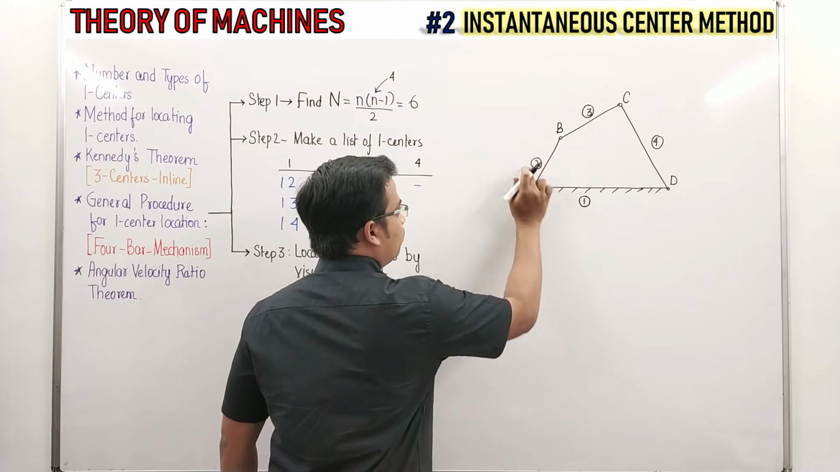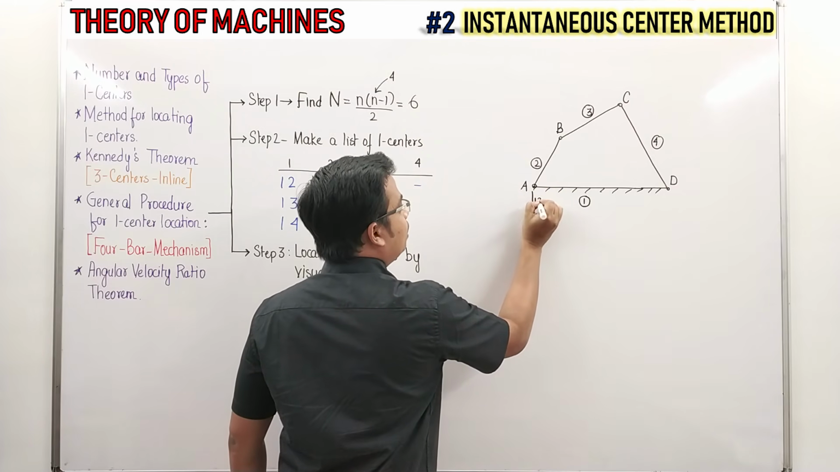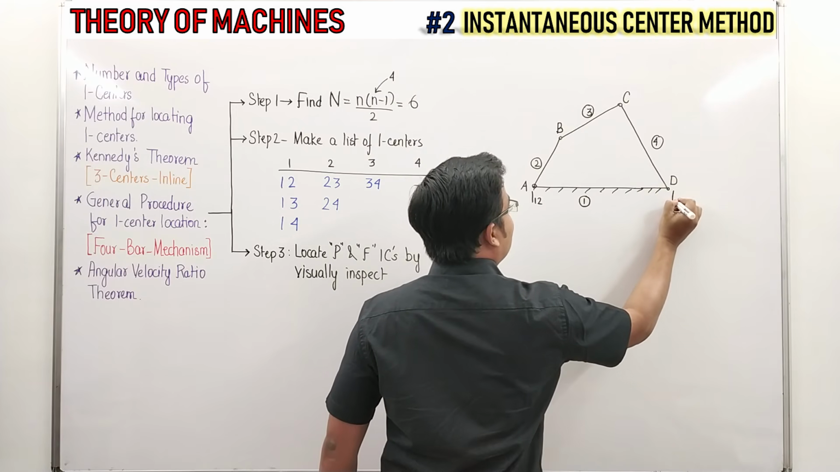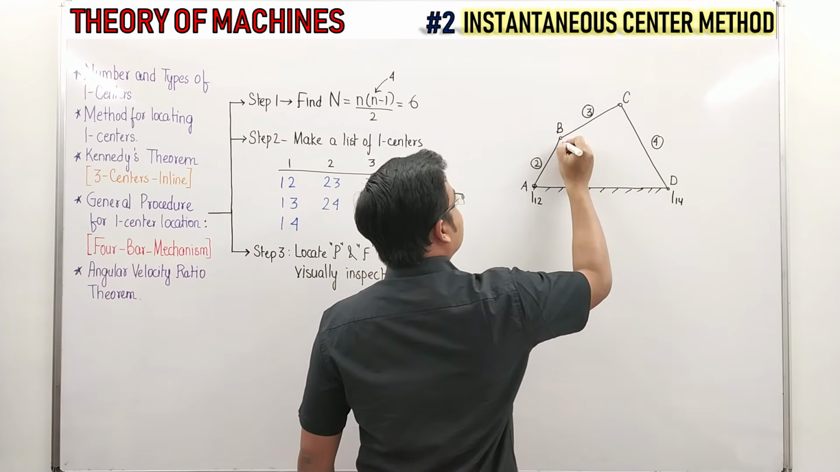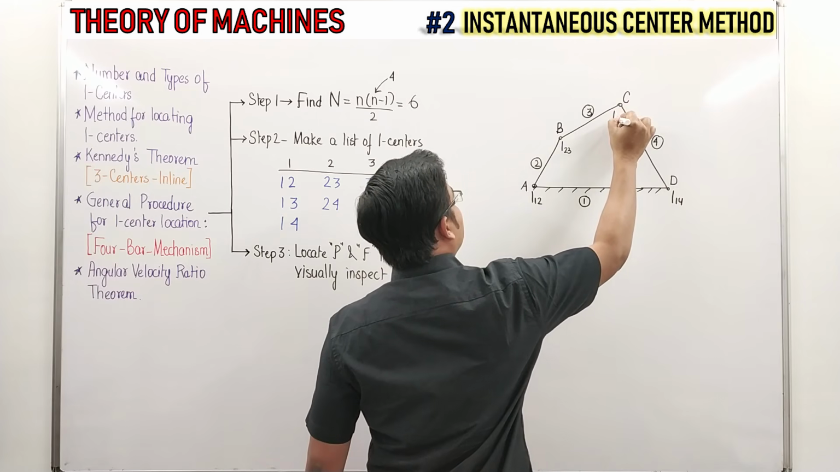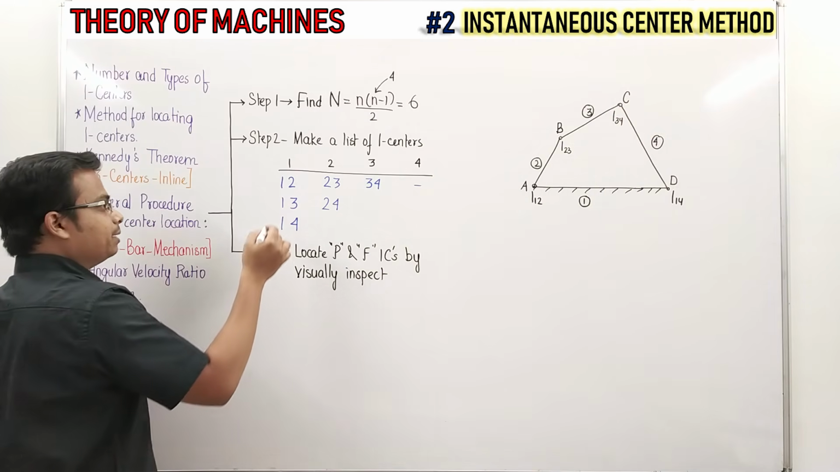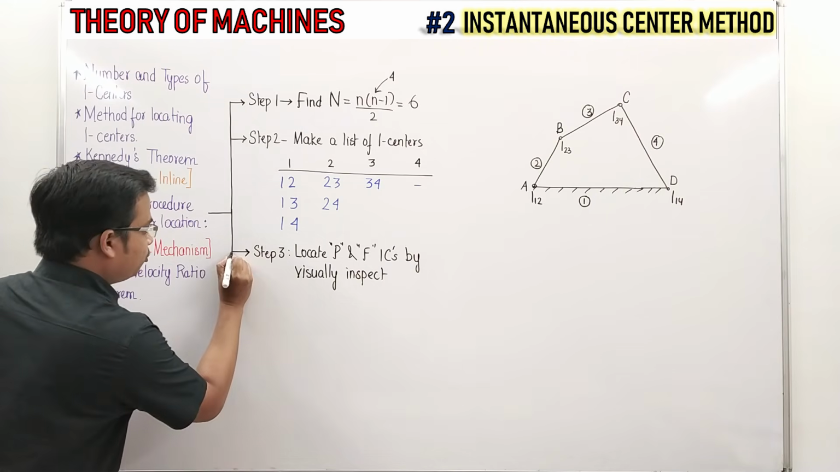So here link 1 and 2, a pin joint, and this is I12. Link 1 and 4, this is I14. This is I23 and this is I34. Very easy. Done and dusted. So 4 I centers have been located. Okay. Step 4 is a bit tricky.